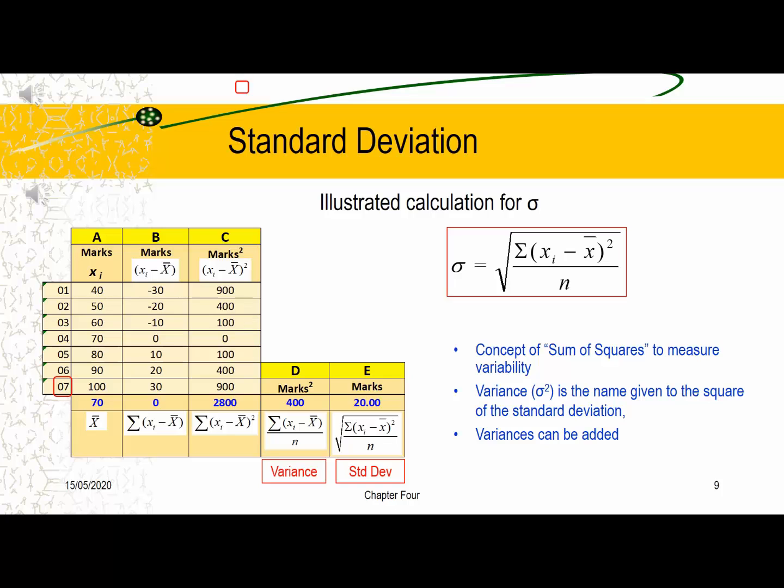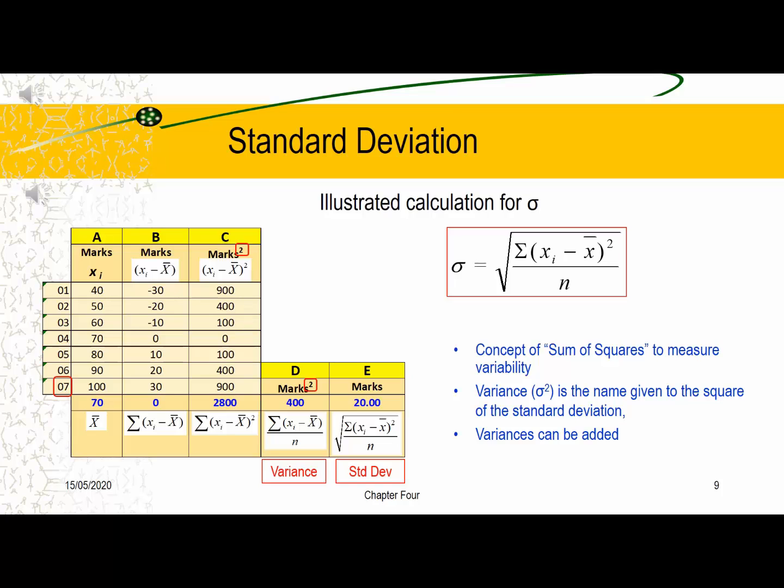Next question: why square root? Because we squared the numbers in column B in order to obtain the numbers under column C. So now the units of measure in column C is actually marks squared. The unit for standard deviation must be the same as the quantitative variable, that is marks. Therefore, we need to square root 400 marks squared to revert the units back to marks again.